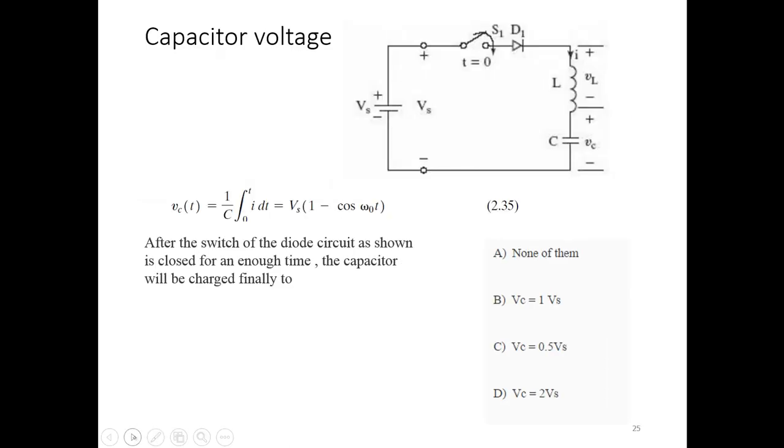The capacitor voltage expression is Vs times (1 minus cos omega t). When you complete a half cycle, omega t is pi. Cos pi is minus 1, so 1 minus minus 1 is 2. That means the capacitor voltage will be 2Vs. What will be the answer? The answer will be 2Vs, right? The capacitor will be at 2Vs.